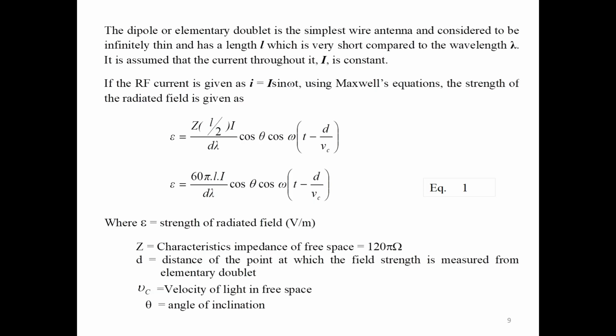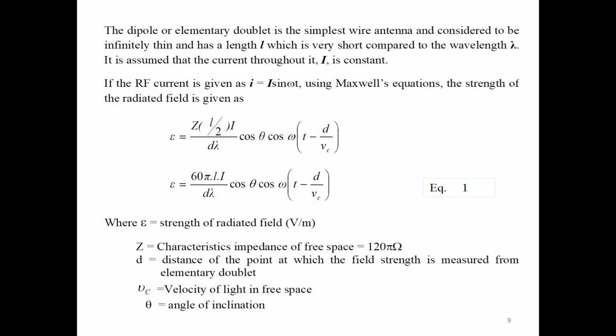If the radio frequency current is given as I sin omega t, using Maxwell's equations, the strength of the radiated field is given as E equals Z times L over 2 times I all over d lambda, times cos theta, times cos omega into t minus d over Vc. Simplifying further, you have equation 1.